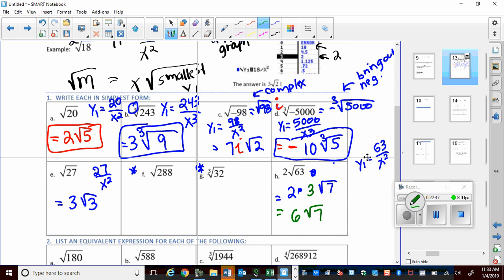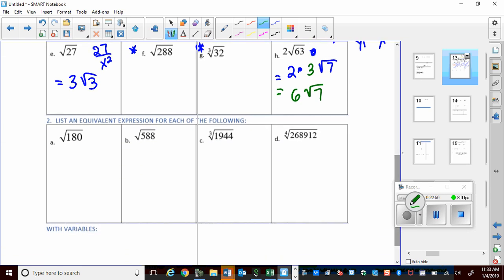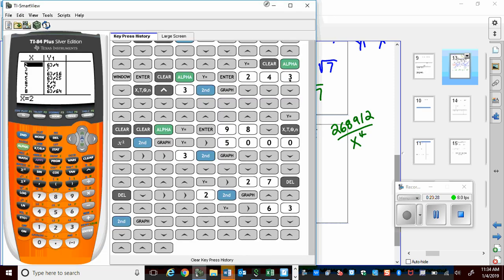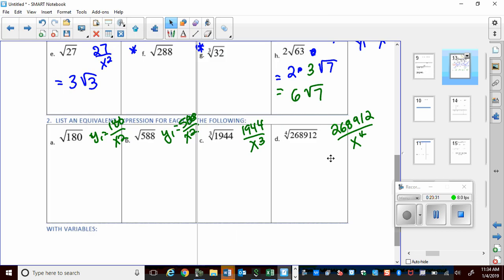So you do F and G for the practice. Actually, you're going to do A. So just make sure you're putting in y1 equals 180 over x squared. Over here, y1 equals 588 over x squared. For C, we're going to do C and D. We're going to have 1944 over x cubed. And for D, we're going to have 268,912 over x to the 4th, right? So 1944 over x cubed.